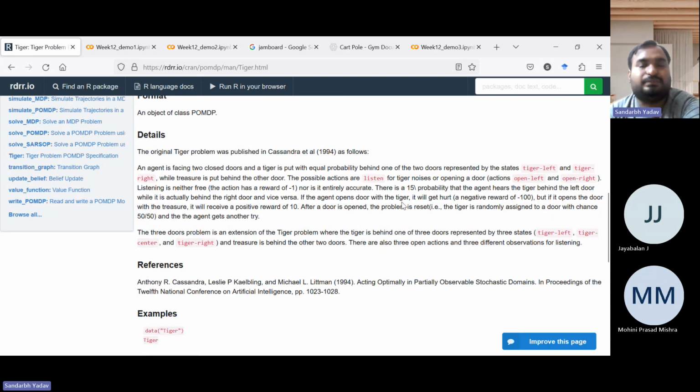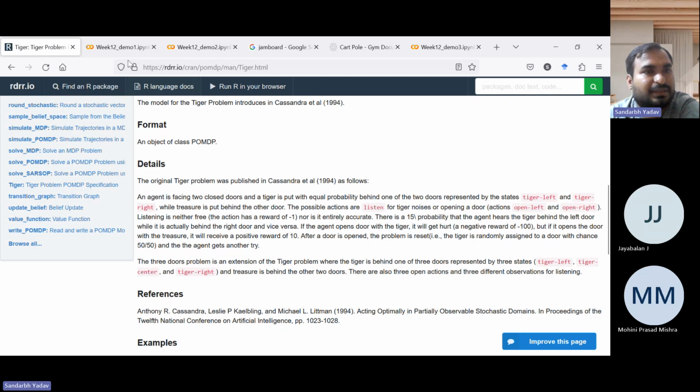And if the agent opens the door with the tiger, suppose you open left and the tiger is actually behind the left, then you will get a negative reward of -100. But if it opens the door with the treasure, then it will receive a positive reward of 10. This is slightly asymmetric because if you open the door with the tiger, it can kill you, so a very high negative reward is there. But treasure is not that good compared to your life, so a small positive reward, plus 10. And after a door is opened, the problem is reset. Basically, the episode ends. The tiger is randomly assigned to a door with 50-50 chance, and the agent gets another try. So this episode ends, a new episode starts. So this is the problem which is considered.